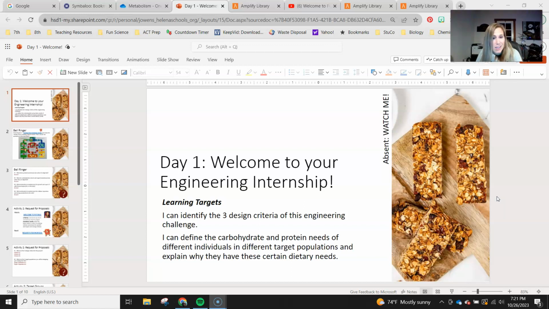You're learning targets for this lesson, day one. I can identify the 3 design criteria of this engineering challenge. So you guys are going to learn a little bit about what your goals are for your energy bars. And I can define the carbohydrate and protein needs of different individuals and different target populations and explain why they have these certain dietary needs. Based on their situation, if they're injured, to what extent, if they're a rescue worker, to what extent are they moving around, and how does that frame out their different metabolic needs and what they would need differently from food items.